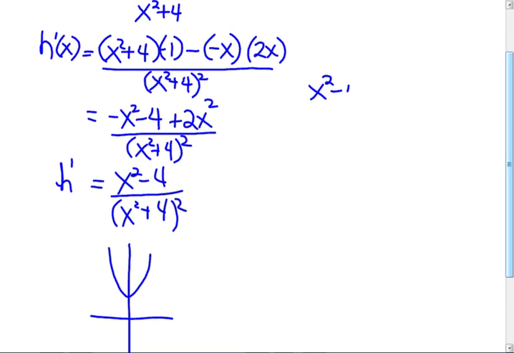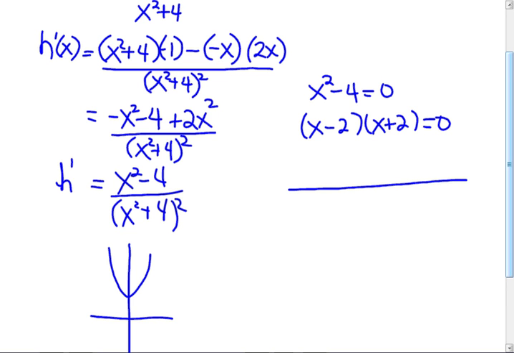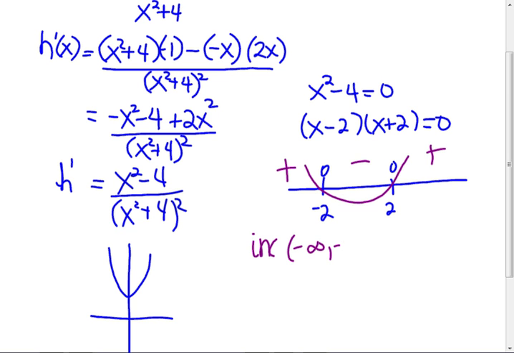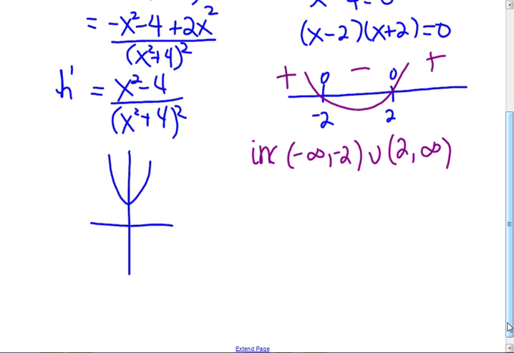So x squared minus 4 equals 0. I prefer to factor. So the critical points are at 2 and negative 2. And then I know that's a parabola opening up. So this is positive, negative, positive. Okay, so it's increasing from negative infinity to negative 2 and from 2 to infinity. And it's decreasing in between them.